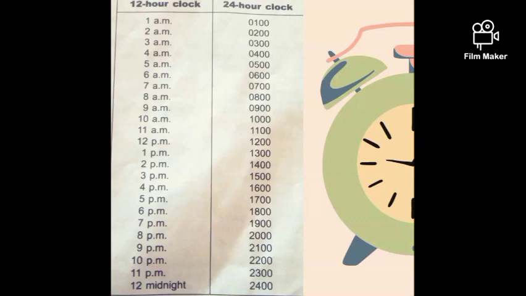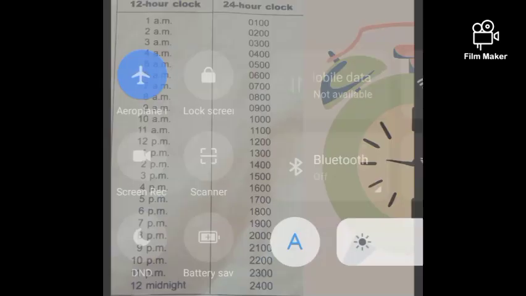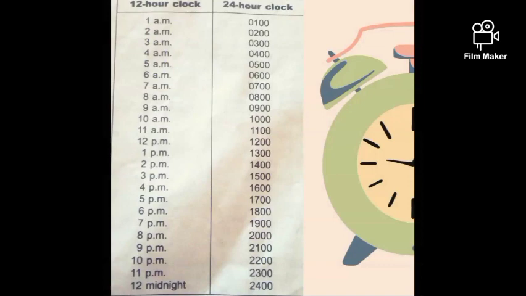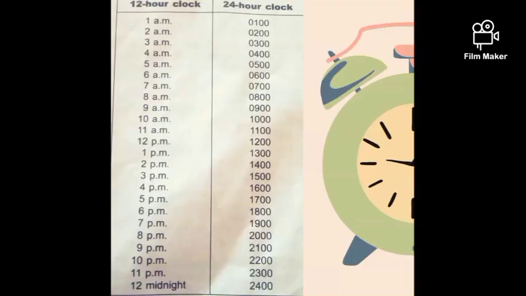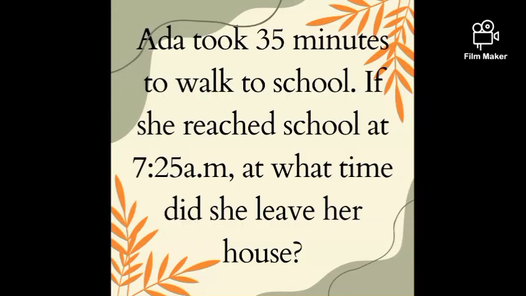Now, in comparison, comparing the 24 hours to the 12 hours, you can see when it gets to 1 p.m., it's now 13:00. 1 p.m. is now what? 13:00. Okay. What about 4 p.m.? That's 16. What about 9 p.m.? That's 21. You get it? 12 midnight is 24:00. Let's look at an example.